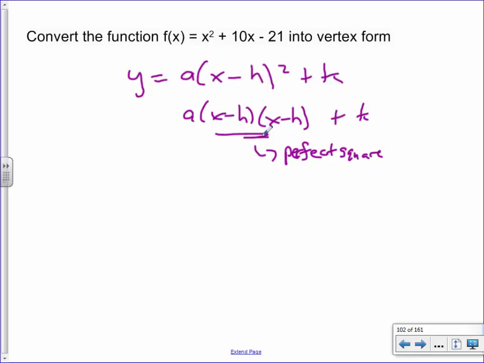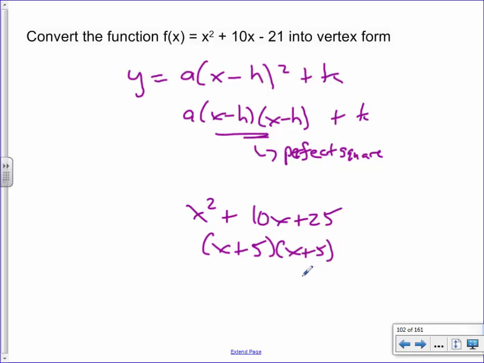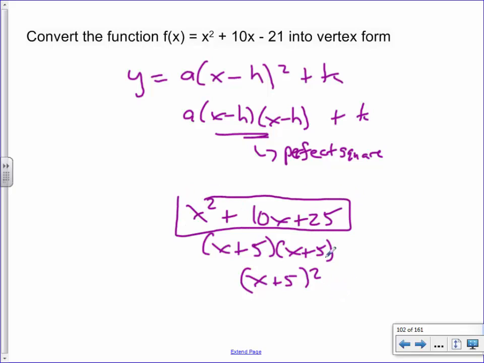Let me give you some examples of perfect square trinomials. Just as a side note, if I give you x squared plus 10x plus 25, that is a perfect square trinomial because it goes back to x plus 5, x plus 5. And then the x plus 5 written twice really means you have x plus 5 squared. One of our goals is to write this as though it's a perfect square trinomial.